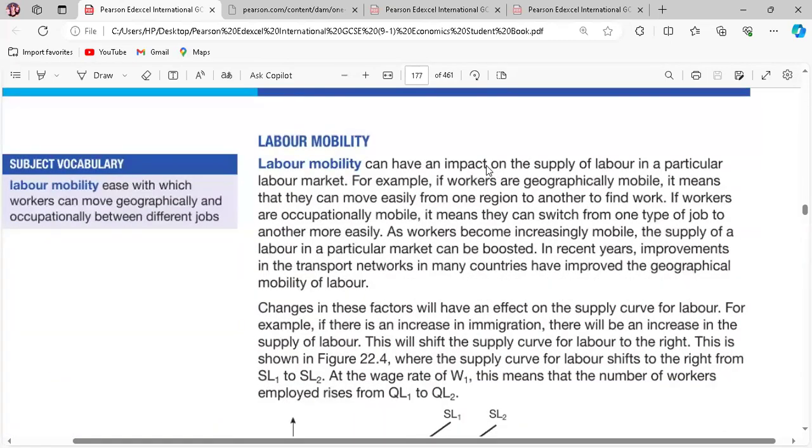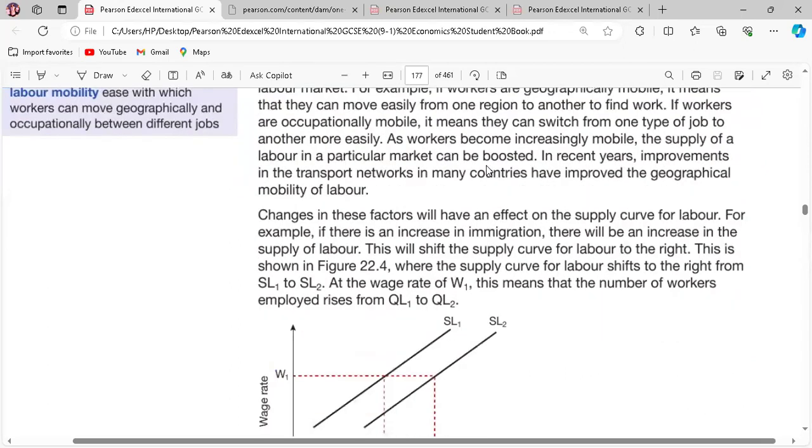When we're talking about labor mobility, we're talking about geographical mobility of labor or occupational mobility of labor. So how often is it possible for workers to move from one geographical location to another? If they are able to move, then the supply curve of labor in that geographical location will shift rightward from SL1 to SL2. But if it is difficult for workers to move from one location to another, maybe because of family, the supply curve for labor in that geographical location would fall, shifting it leftward from SL2 to SL1.